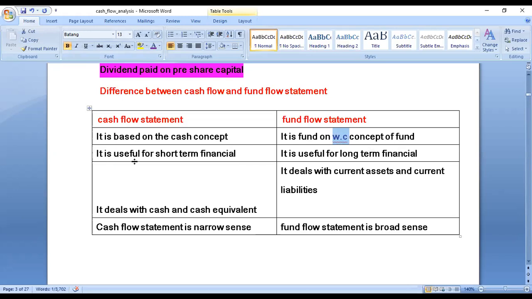Then it is useful for short-term financial resources. It is useful for long-term financial resources. We are going to discuss only the differences.